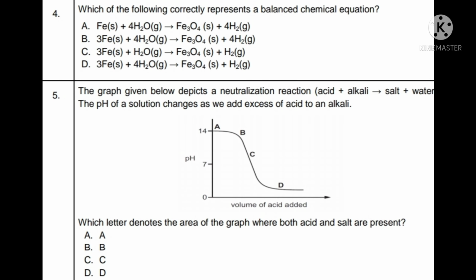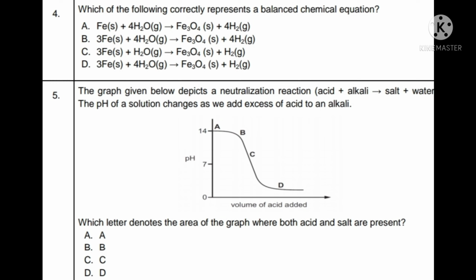Question number 4, which of the following correctly represents a balanced chemical equation? Here the correct one is option B, that is 3Fe plus 4H2O gives Fe3O4 plus 4H2. This is the correct balanced equation.